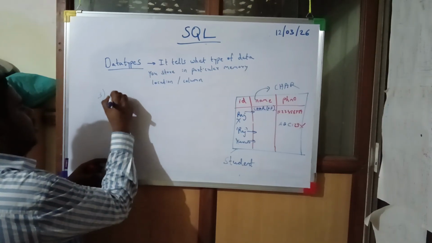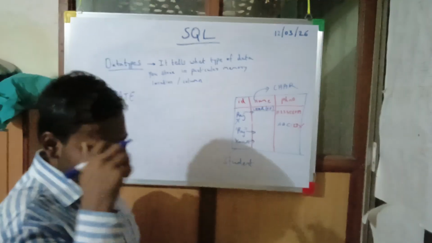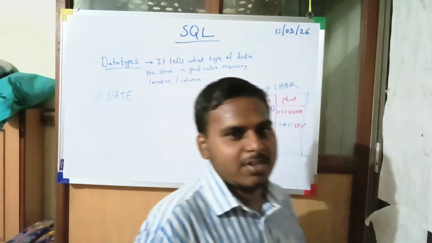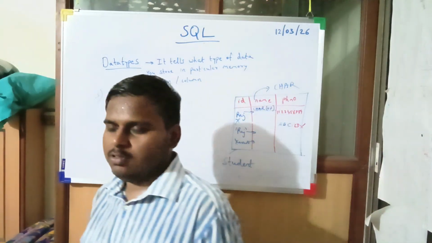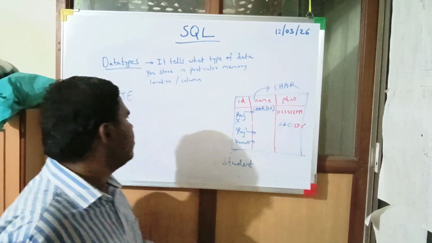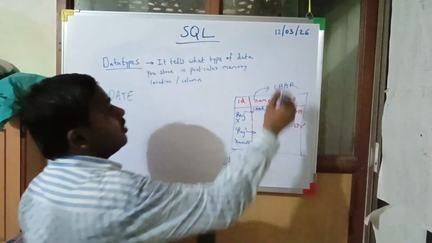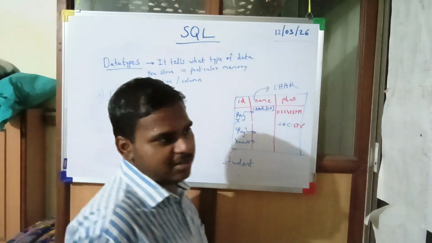Now another data type, date. How date? February is just over, Valentine's week's over. Date means that relationship date? No. Court ka date, तारीख आ गया. That date? No. Date means, today, what is the date? 12 March 2026. That date I am saying.